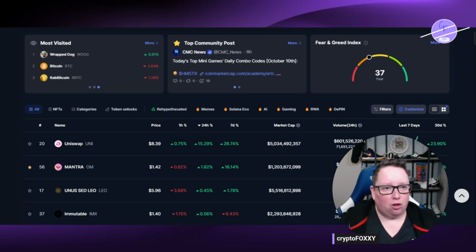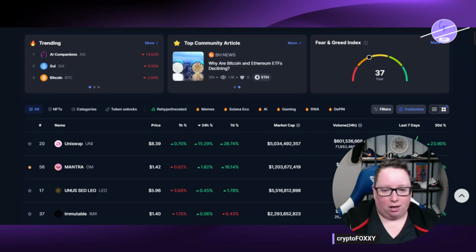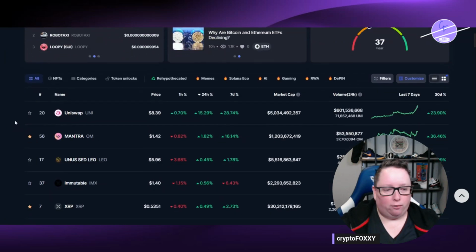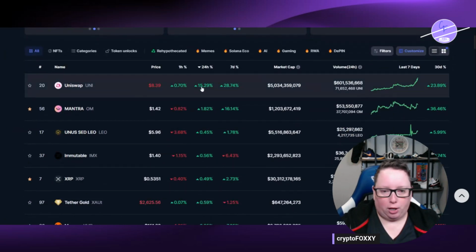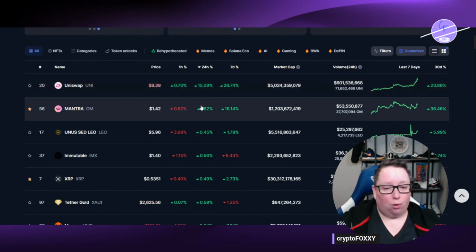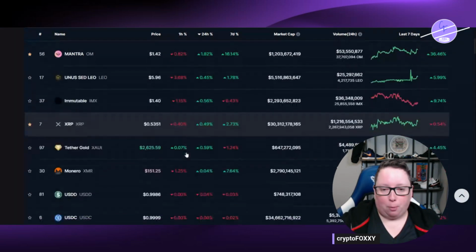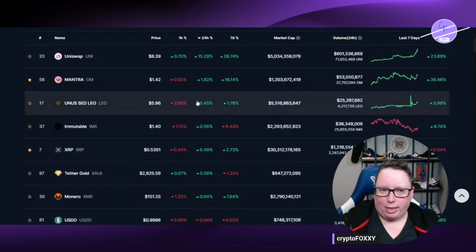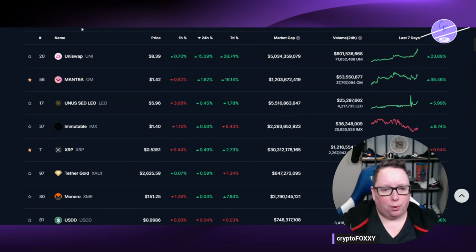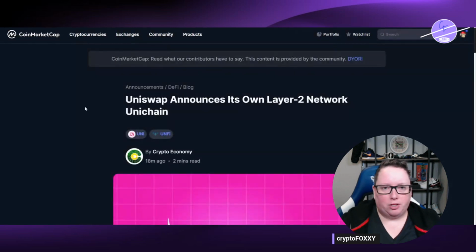All right, so let's take a look at this here today. What I noticed when looking at the charts today, I filtered by 24 hours and I noticed Uniswap stood out at 15%, while the rest of the crypto market was either in the red or barely in the green. So I thought, what is going on here? So I went over to take a look and see what's going on. And this is what I found.